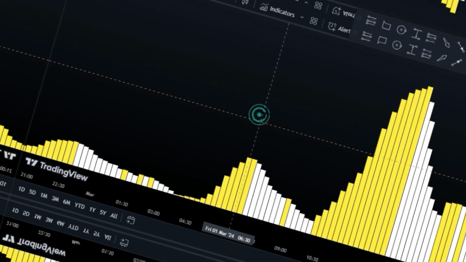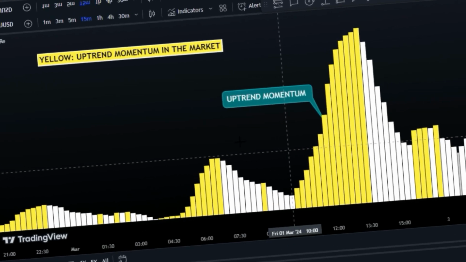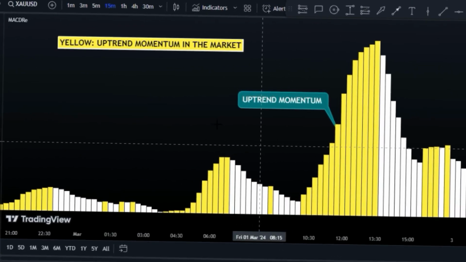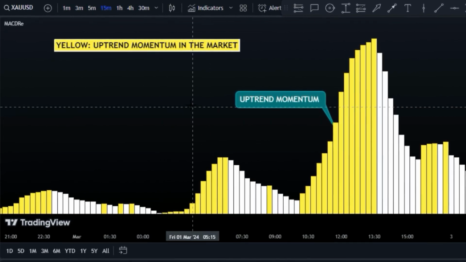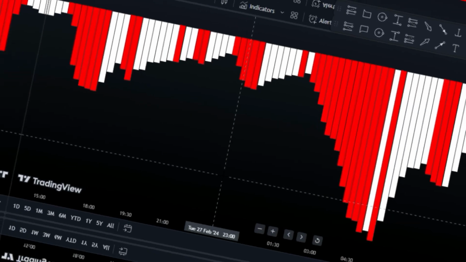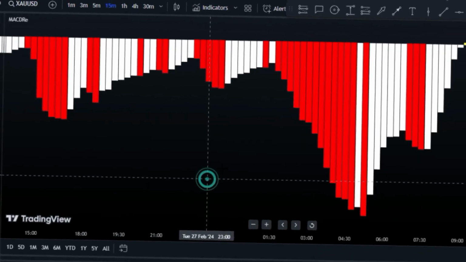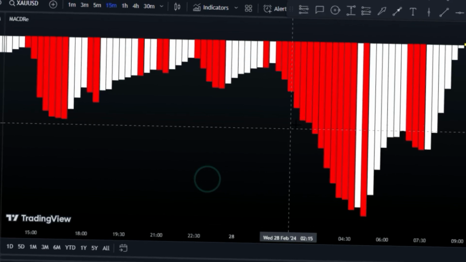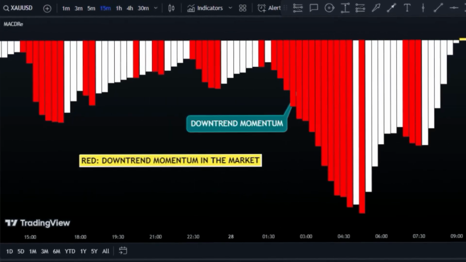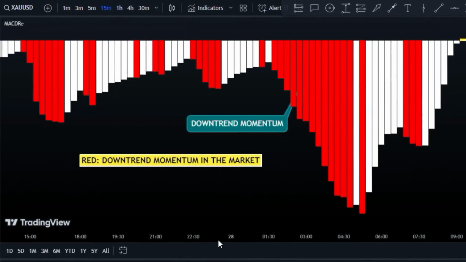The MACD Reloaded histogram helps us understand the market momentum. So when it's yellow, it shows an uptrend momentum, which means the market is moving upward, signaling a potential opportunity for buying. On the other hand, when the histogram is red, it indicates a downtrend momentum, suggesting that the market is moving downward, which could be a good time to consider selling. Remember, these are not definitive buy or sell signals, but rather indicators of the market's direction.